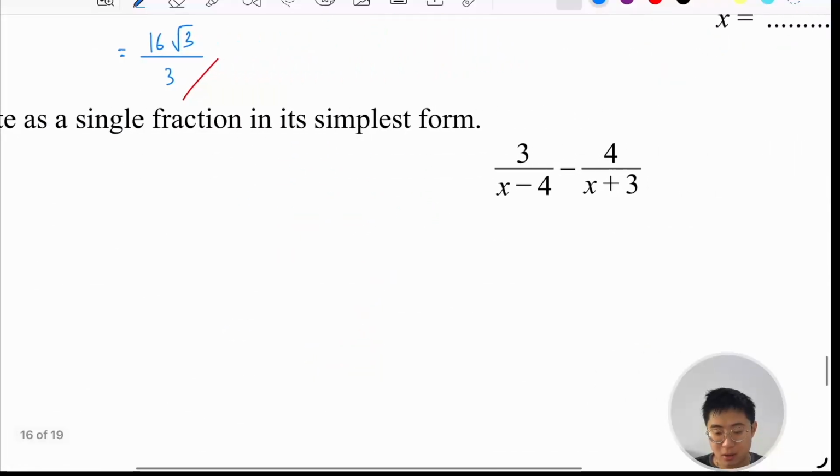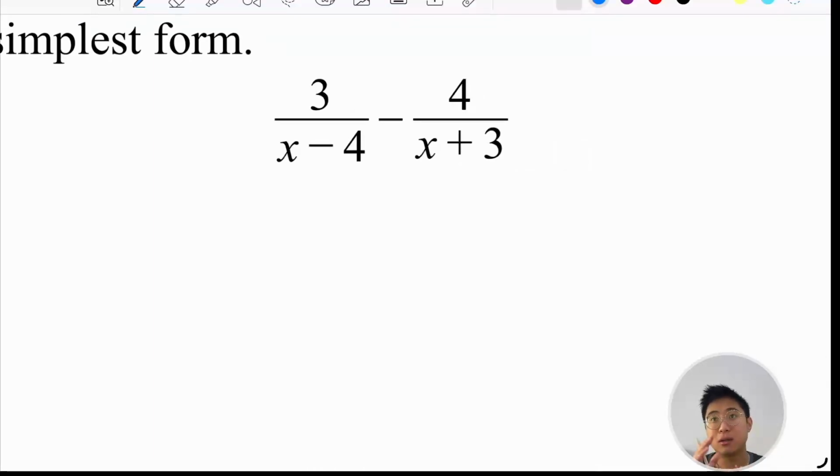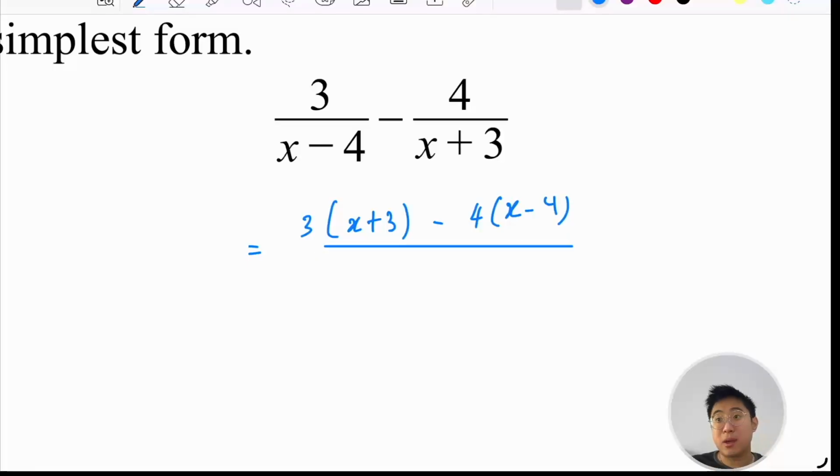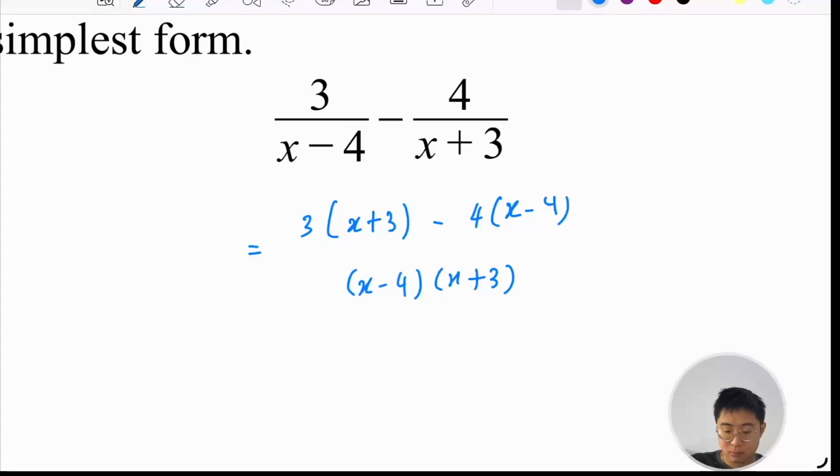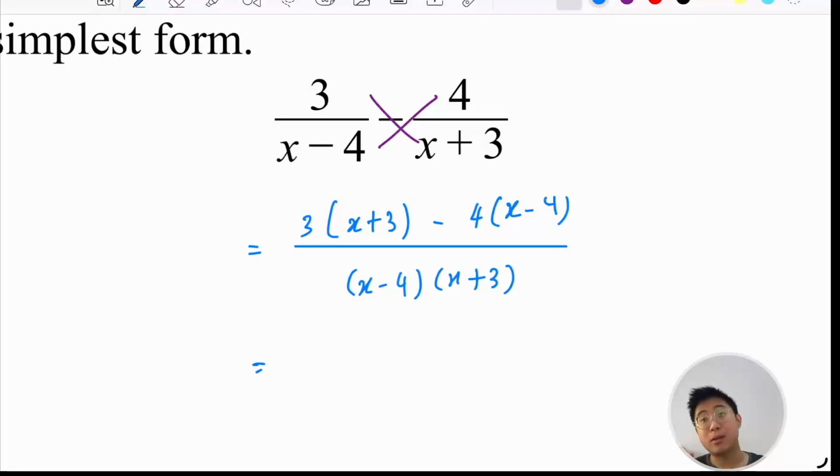Write a single fraction. Okay, so we want this as a single fraction. We can cross multiply to equal the denominators. So then that will be 3x plus 3 minus 4x minus 4 all over, I normally don't expand the bottom because you don't need to, so x minus 4, x plus 3. In case you don't know what I just did, I did the same thing, cross multiply. The difference between this and the previous question where I cross multiplied is there is no equal sign. So you'll still have the fraction and you'll have to deal with it no matter what.